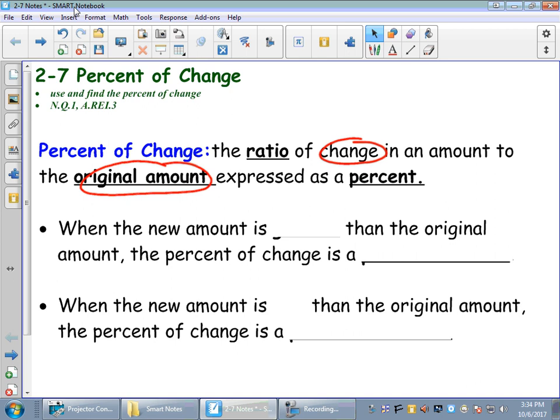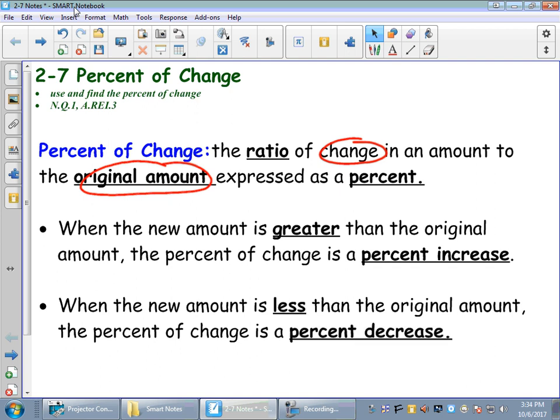So there's your ratio. When the new amount is greater than the original amount, the percent of change is called a percent increase. And when the new amount is less than the original amount, the percent of change is a percent decrease.